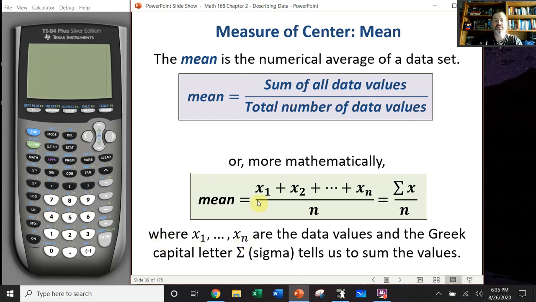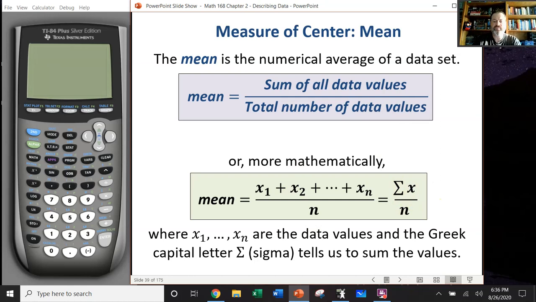So these x1, x2, xn, these are the data values, and the Greek capital letter sigma here tells us to sum the values. Right, so the sum of all the data values is just x1 plus x2 all the way up to xn. Remember, there's only n data values in a sample. And of course, the total number of data values is n. That's the sample size. And this is the shorthand way to write it. So let's see how to do this.